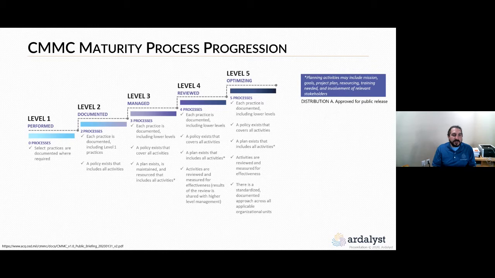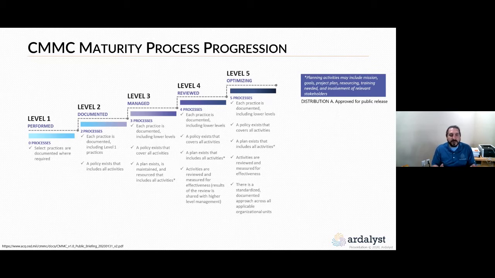When we get to level 3, we've documented all of these practices. We have policies that cover them all, and we've got a plan. So in addition to doing some things ad hoc and writing some things down, now we've got a management framework around our security plan. When we get to level 4, we've added review. So now we're testing ourselves, so we're seeing if we're effective.